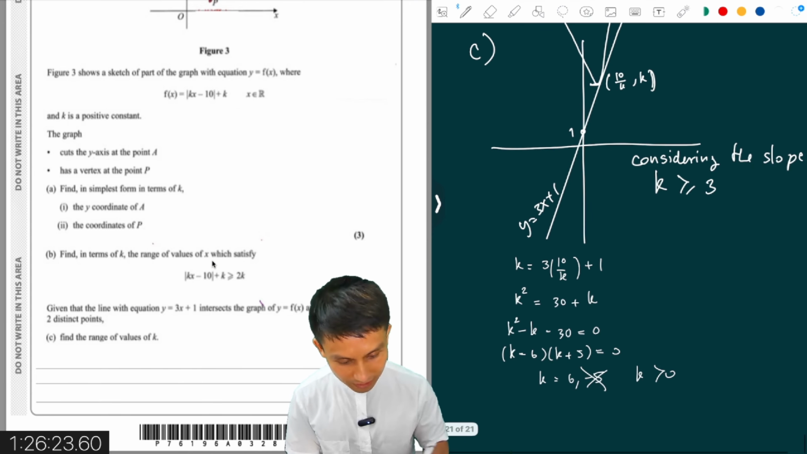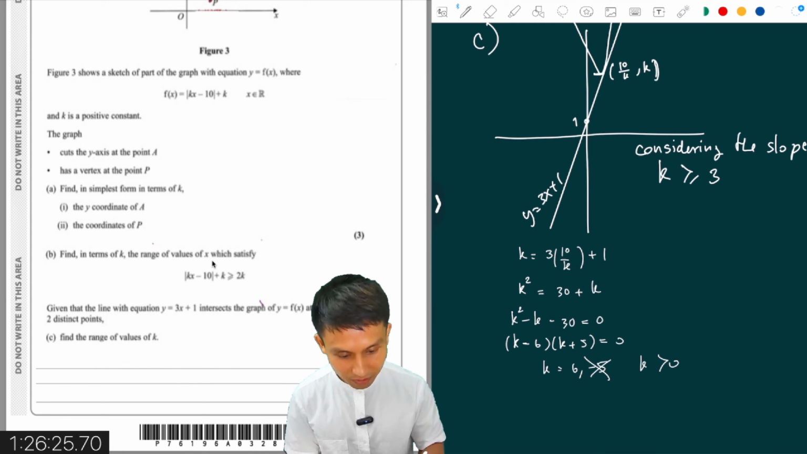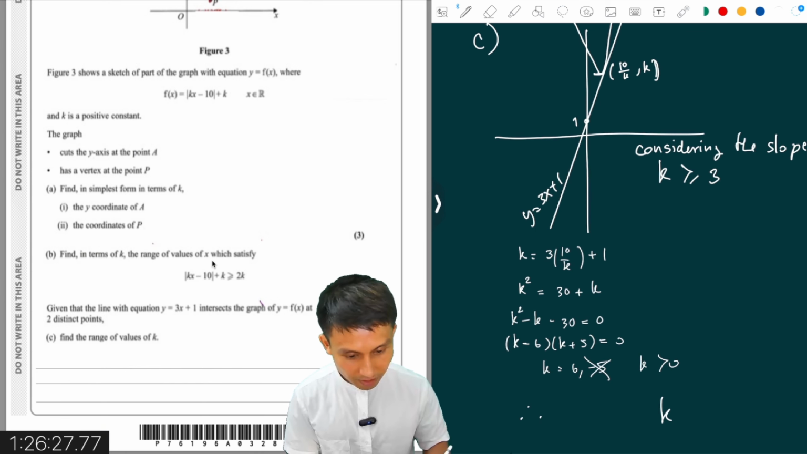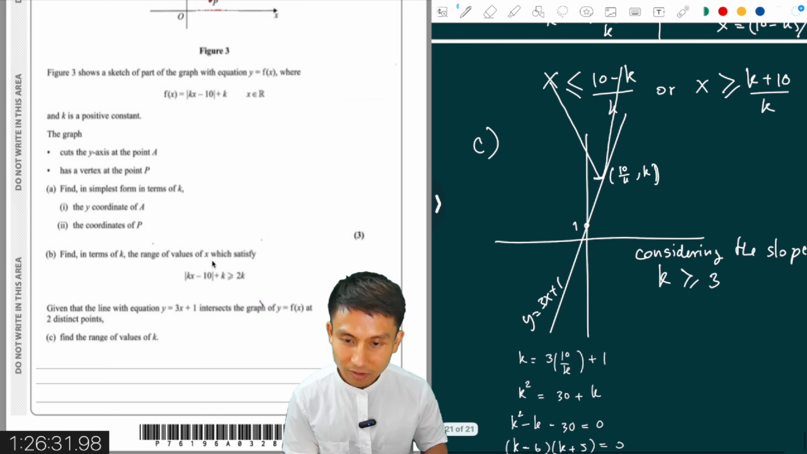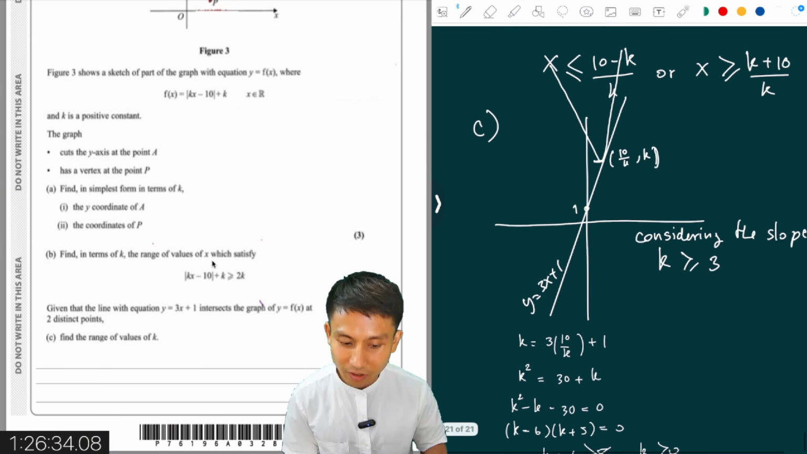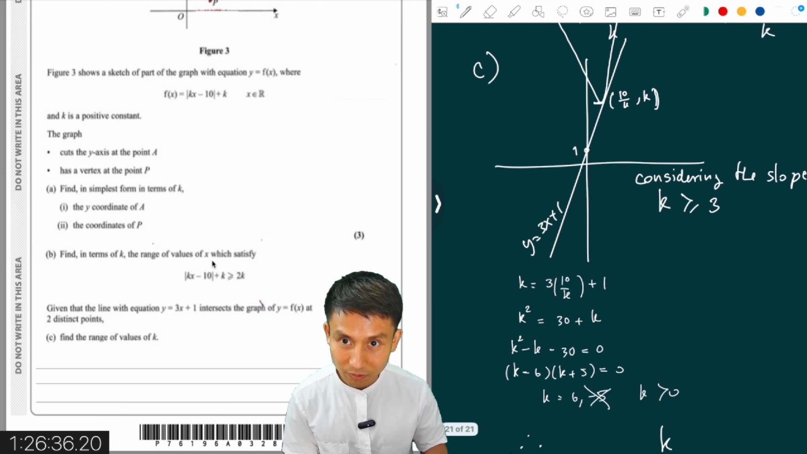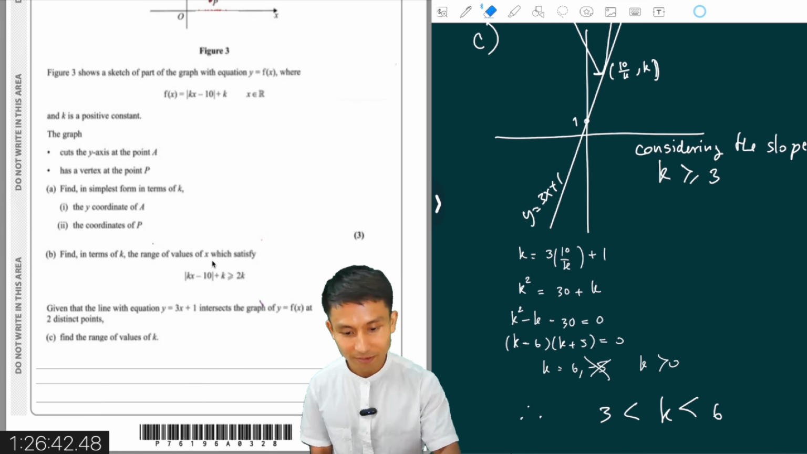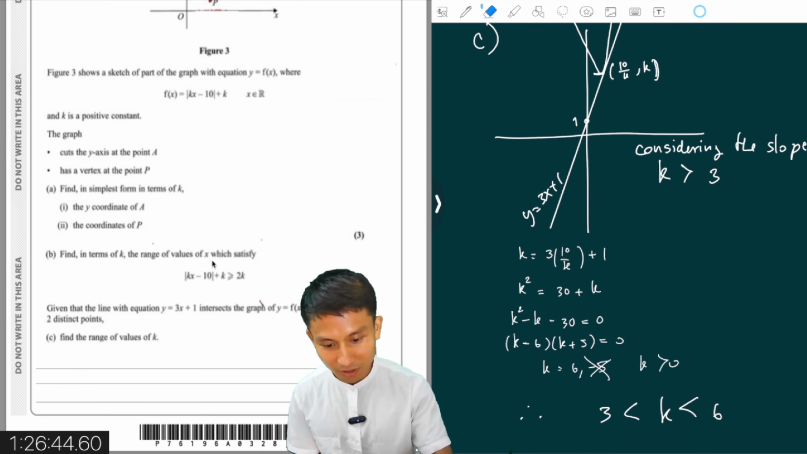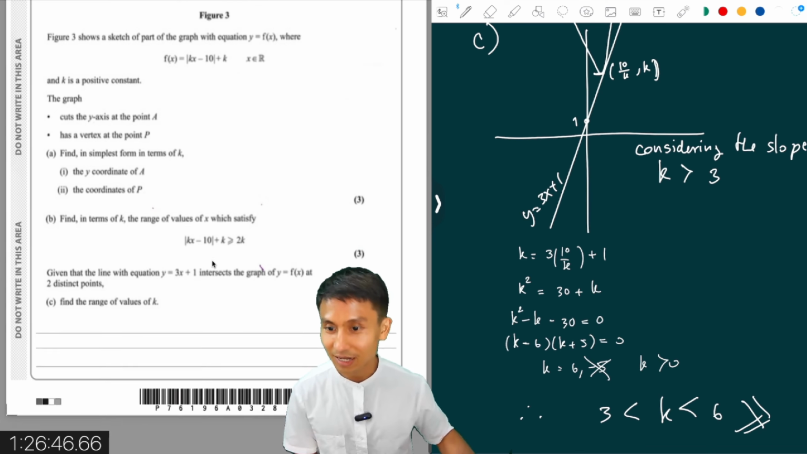So we need the V shape to be below. If we put everything together, okay, can k be 3? Well, can k be 3 again? No, because that would be parallel if we move the line down. So we have k greater than 3, less than 6. I think I'm going to call it, because that's the last question.